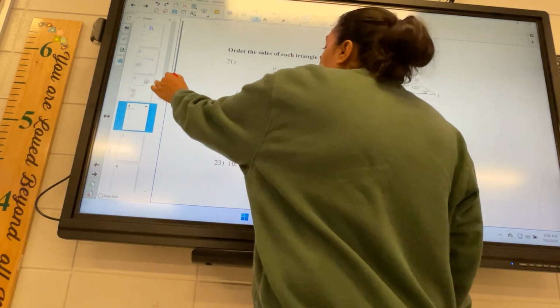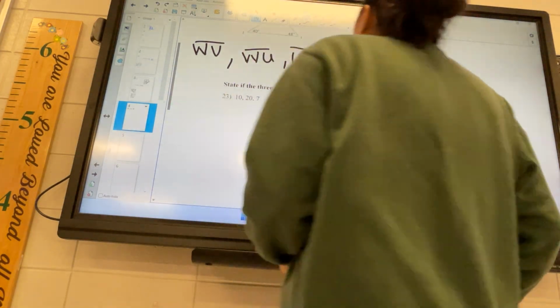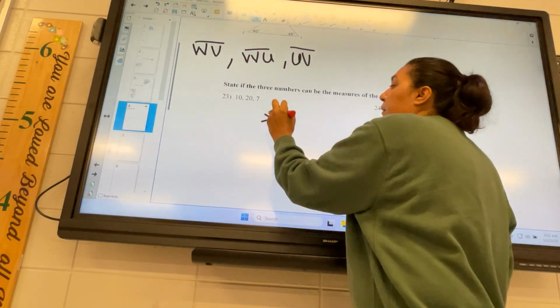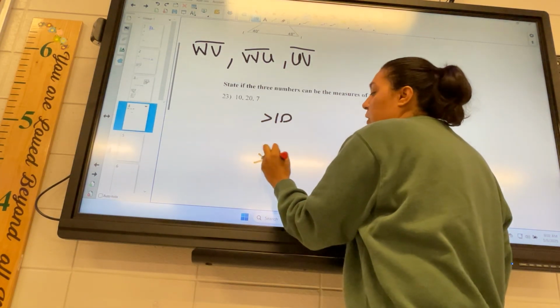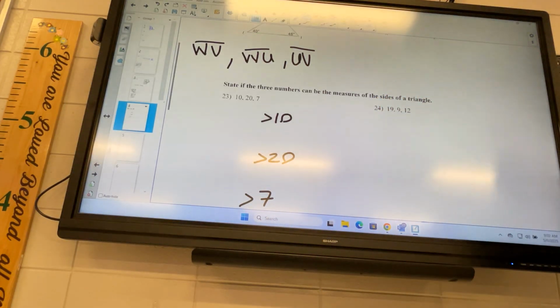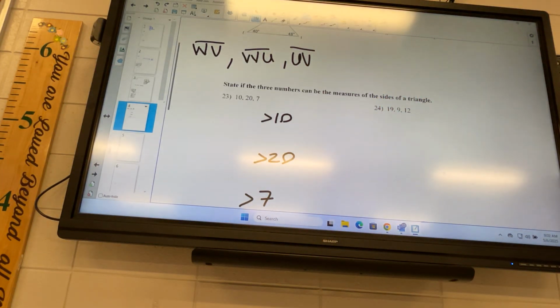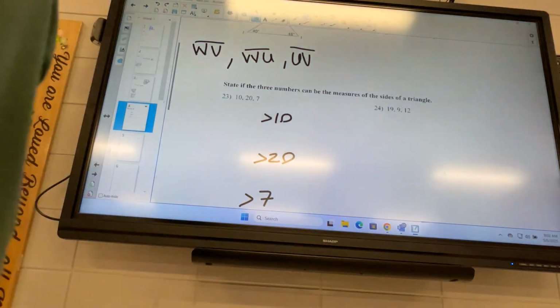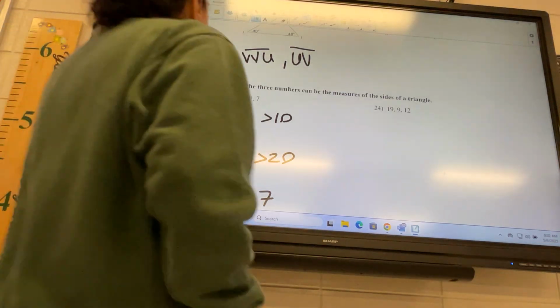Okay, 23 says state if the three numbers can measure the sides of a triangle. So you're going to take the 3 numbers and say greater than 10, greater than 20, greater than 7. Leave yourself some space in between each one. So for the first one, I used the 10, so what two numbers are left? 20 and 7. It's going to go over here.